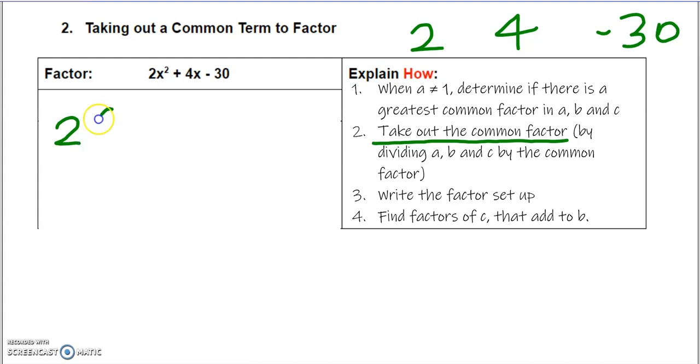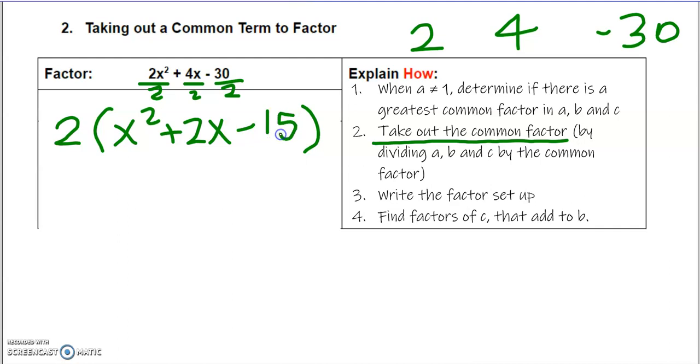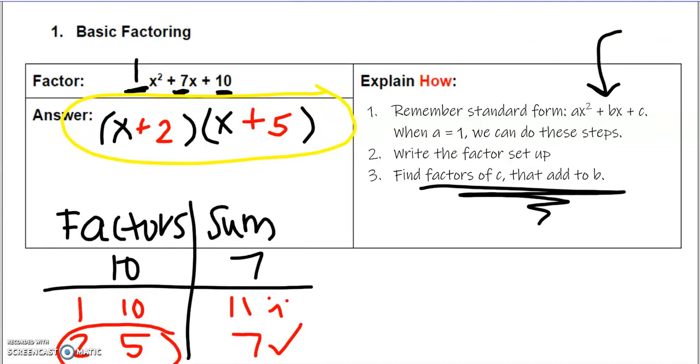So I take that 2 out, and then what am I left with after I divide each of these terms by 2? And if that helps you to write divide by 2, divide by 2, divide by 2, do it. So 2x squared divided by 2 is going to be left with an x squared. 4x divided by 2, I'll be left with 2x. And negative 30 divided by 2, I'll be left with negative 15. Wonderful. Okay? Notice now, what's in the parentheses, I'm back to my x's, my a is 1, and I can factor using these steps.